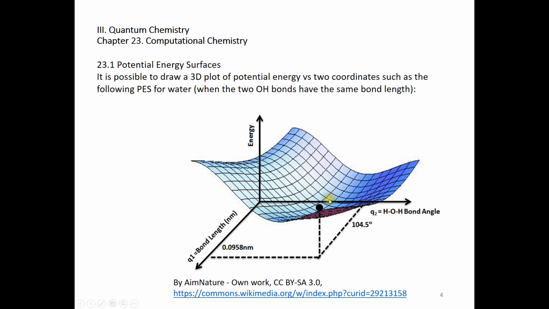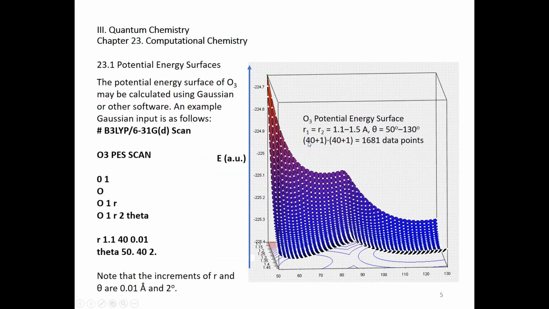And then you can just change its bond distance, longer or shorter, and it goes up. Also, you can start from here and change the bond angle. You can make the angle wider or narrower. Also, energy goes up. So this is a three-dimensional plot of the potential energy surface for water when we assume the two OH bonds have the same bond distance.